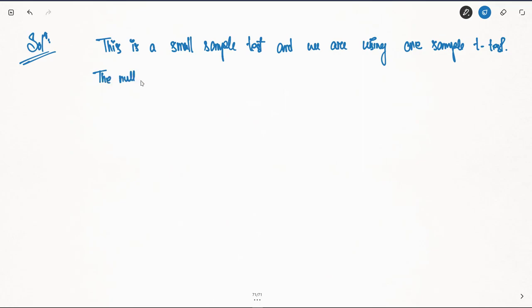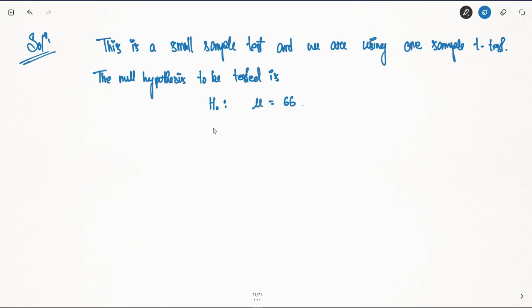The null hypothesis to be tested is H0: population mean mu is equal to 66. Now you can write this in words also, right?